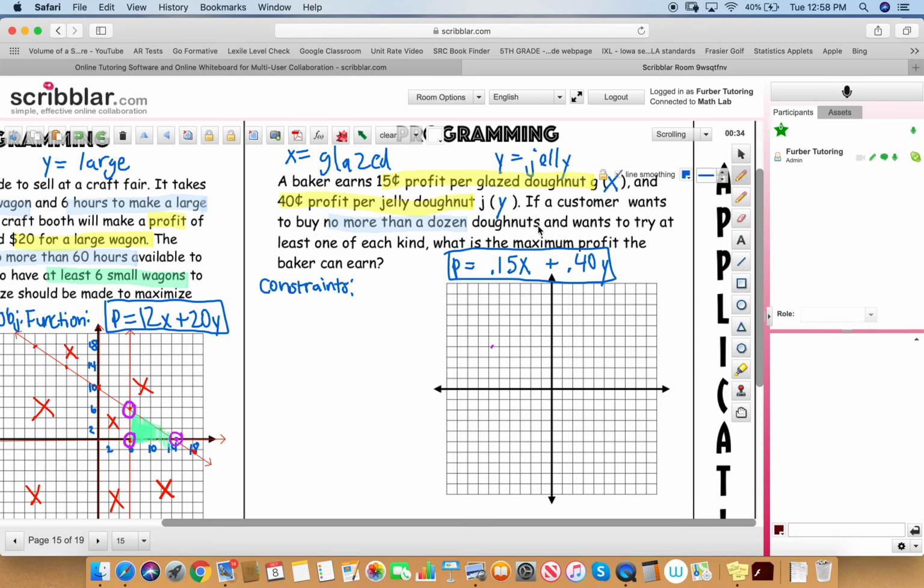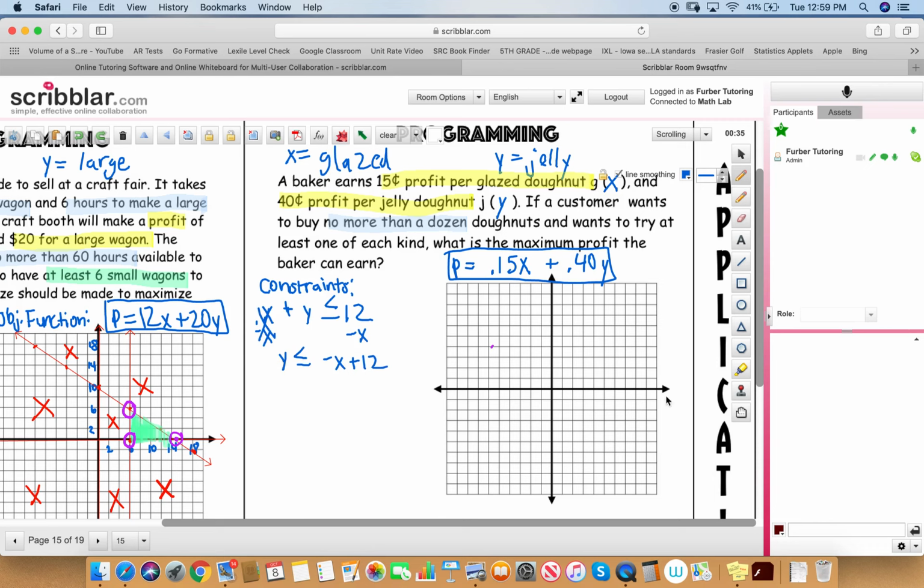That means that the number of glazed donuts, X, plus Y, the number of jelly donuts, cannot exceed a dozen. A dozen is 12. So it must be less than or equal to 12 donuts, okay? So now I'm going to do this again where I solve for Y. And I get Y is less than or equal to negative X plus 12.